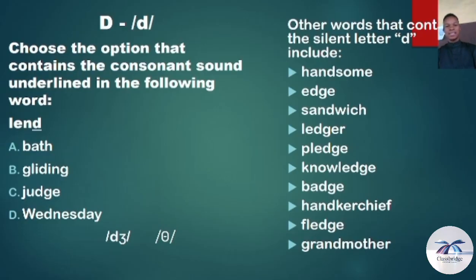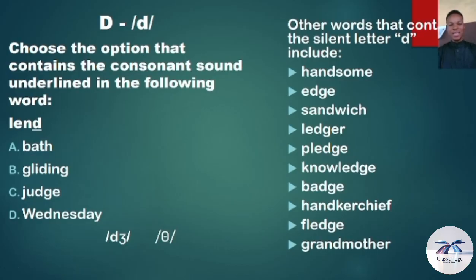The next silent letter is letter D. So we've been given a word, lend, just like the others. Now let us identify which of these words contain the D sound. Which do you think will contain the D sound of all the words here? Have you picked your answer? Now pronounce with me. Option A is pronounced as bath.